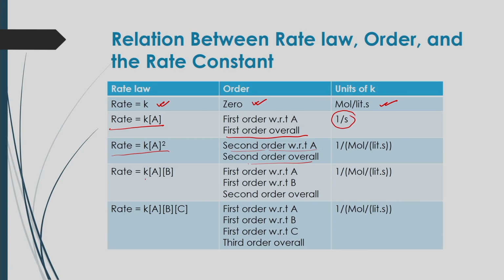Similarly, if the rate is expressed as k into [A][B], it is first order with respect to A, first order with respect to B, and second order overall. Similarly, if the rate is expressed as k into [A][B][C], it is first order with respect to A, first order with respect to B, and first order with respect to C, and overall it is a third order reaction. The units are as given in the slide.